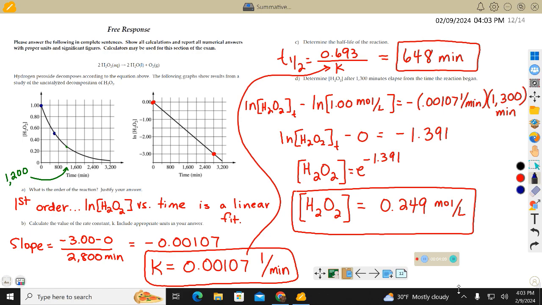In green, I would have maybe an easy point for 1,200 minutes. And I could look at that on the graph and say, oh yeah, that's probably reasonable. Maybe that would be around, I don't know, 0.3 or so. So if a little bit more time has passed, the concentration will be a little bit lower. Yeah, I'm looking for something a little bit less than 0.3. 0.249 sounds reasonable.